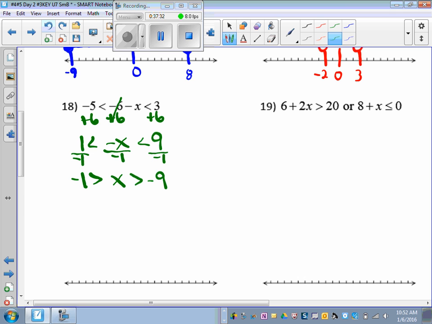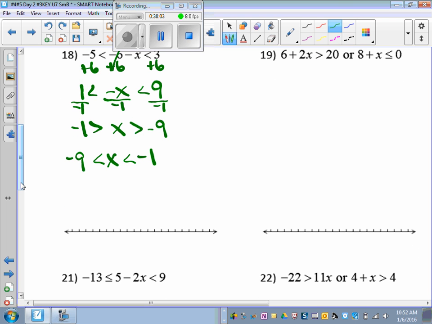Okay, so again, we like to have our smallest number on the left side. So what's smaller, -1 or -9? -9. And also notice my arrows are pointing the other direction. So we're going to flip this whole thing around. So -9 is less than x, which is less than -1. That is your symmetric property. Again, the mouth is eating the x and eating the negative.